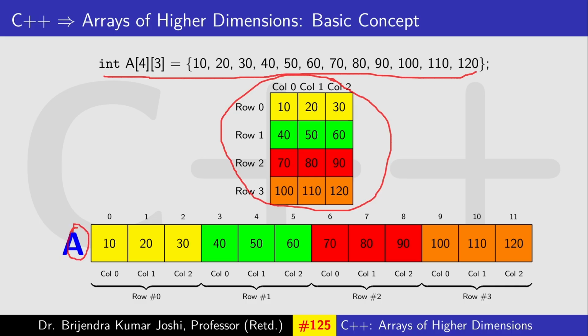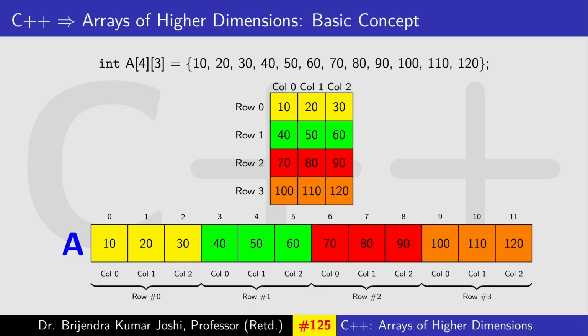So how far is 10 from the beginning? At 0 location. Okay, 20 would be here, 30 would be next, because as I just told you, it is row major. Okay, so the first row is stored first. So the yellow cells, first row, row number 0, 10, 20, 30, followed by 40, 50, 60, that is green color, you can say. So second row, that is row number 1. Similarly, this one, red color, the third row, row number 2, and the last is from here, these 3 elements.